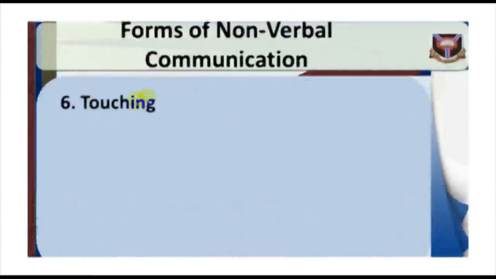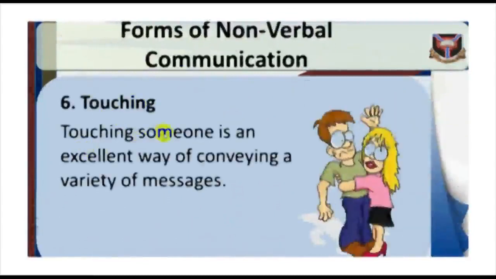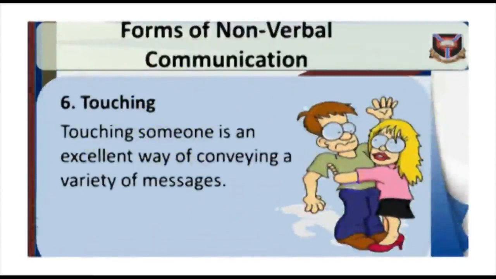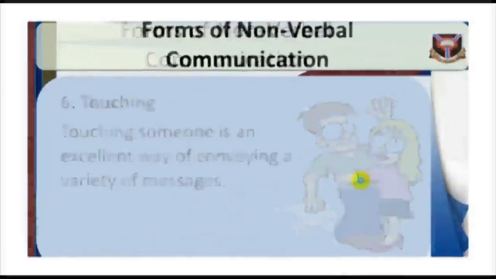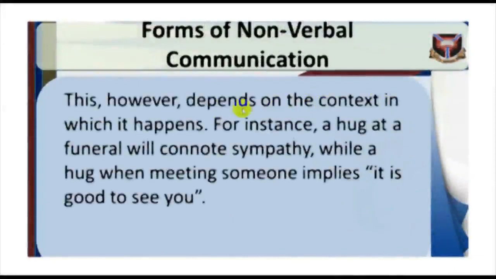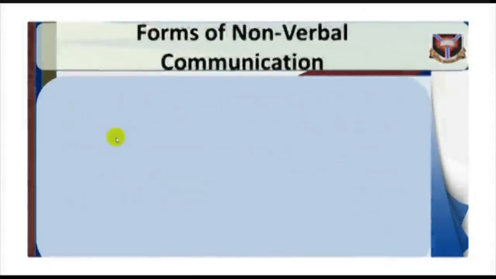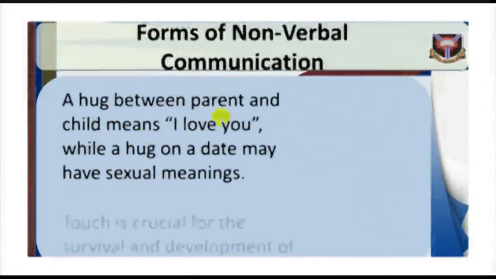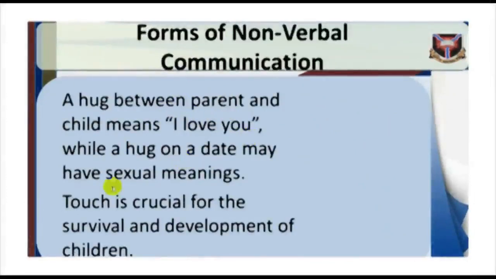Touching. Touching someone is an excellent way of conveying a variety of messages. This, however, depends on the context in which it happens. For instance, a hug at a funeral will connote sympathy, while a hug when meeting someone implies it is good to see you. A hug between parent and child means I love you, while a hug on a date may have sexual meanings. Touch is crucial for the survival and development of children.